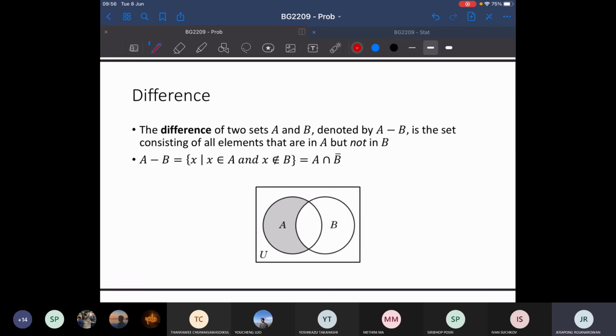Now the difference, another operator. Now you have seen two operators, intersection and union, and now it's the difference, kind of the minus, denoted by this one. A minus B, basically A minus B is A intersect B bar. We're going to talk about B bar a little bit later, but I'm going to give you as a head start, this one is going to be the opposite of B.